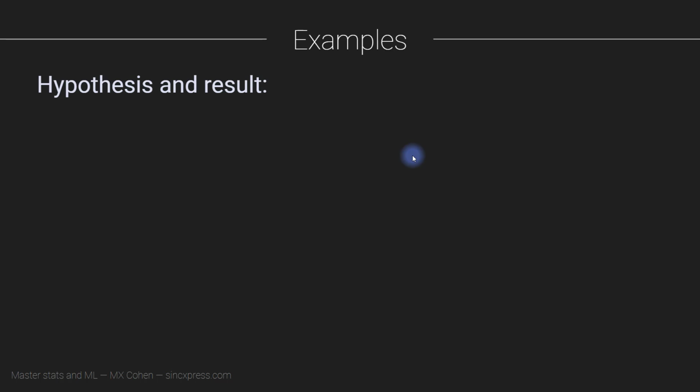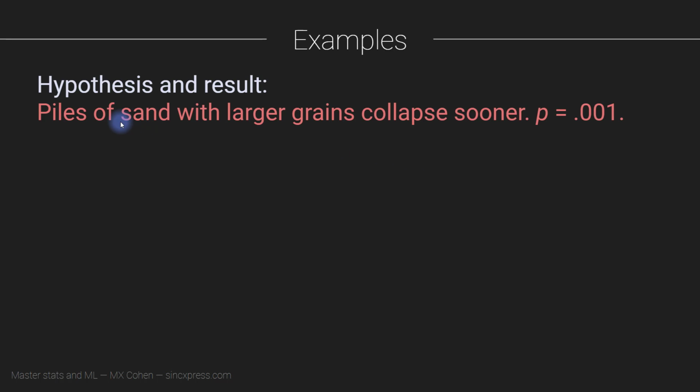Here's another example. So our hypothesis is that piles of sand with larger grains collapse sooner. And that has a really, really tiny p-value, 0.001. Again, I'm making up this number, but it is true. People have done research into this. It is true that piles of sand with larger grains collapse sooner. Now, here we have a very strong statistical significance.